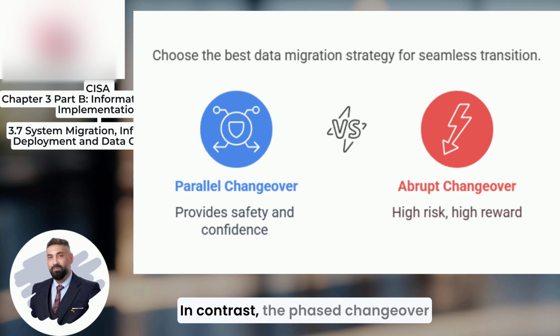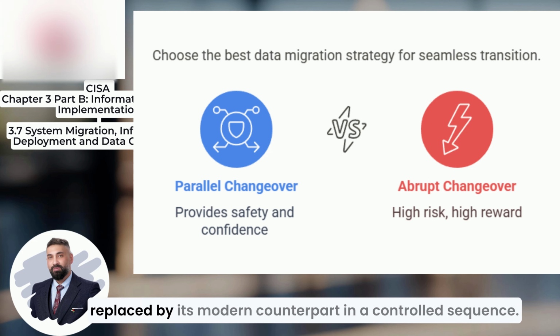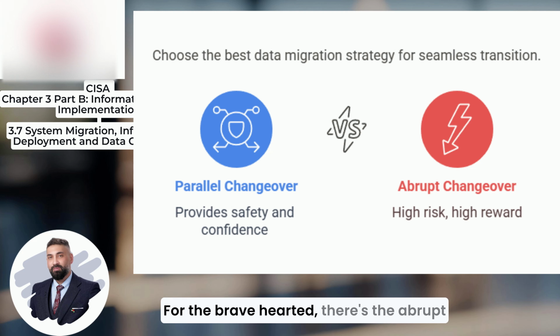In contrast, the phase changeover feels like building a house one brick at a time. Bit by bit, modules of the old system are phased out, each module replaced by its modern counterpart in a controlled sequence. For the brave-hearted, there's the abrupt changeover, also known as the Big Bang. One moment the old system runs, the next it's gone, replaced entirely with the new system. This high-risk, high-reward strategy demands immaculate preparation and testing.